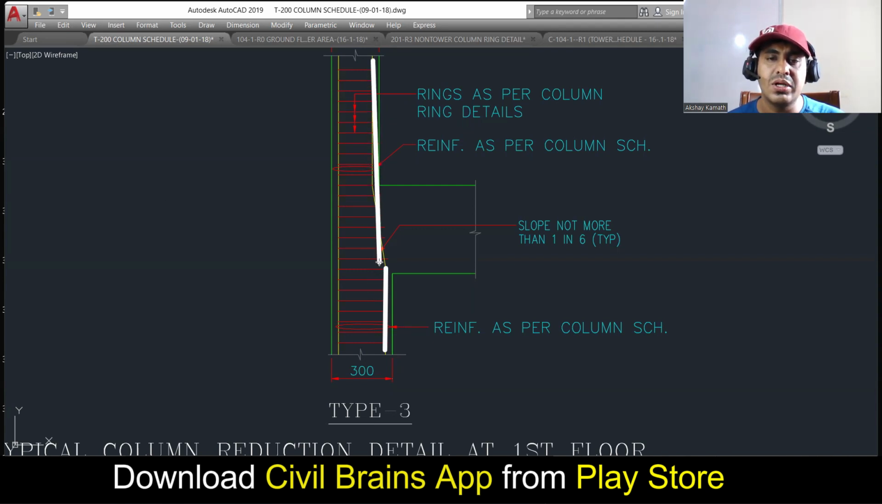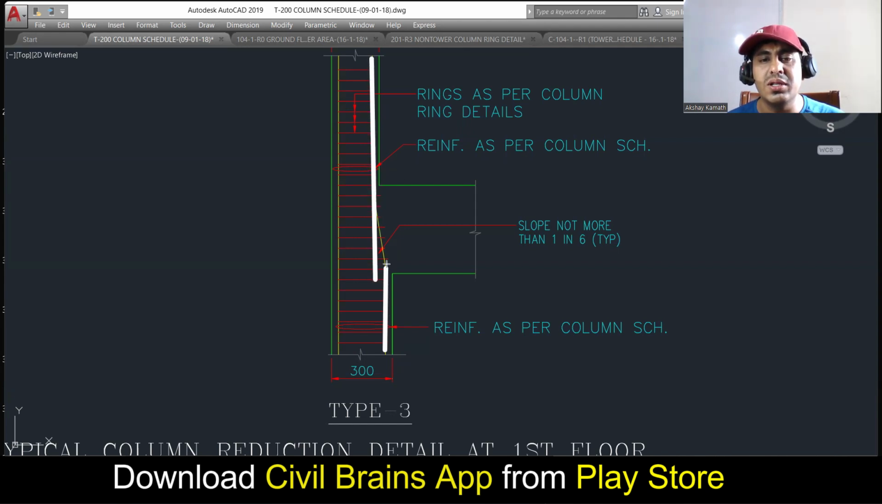And yeah, how shall I give the lapping? Okay, here I cannot give lapping. How shall I give the lapping? Okay.